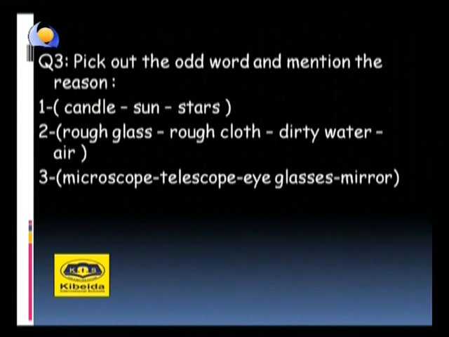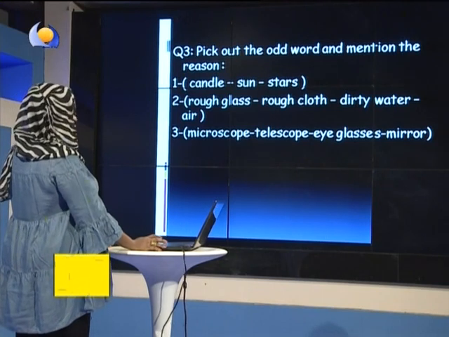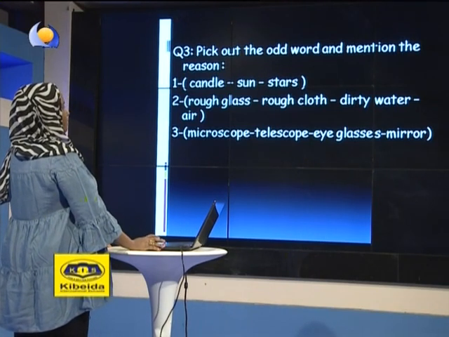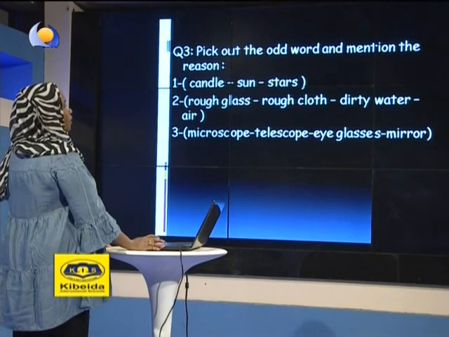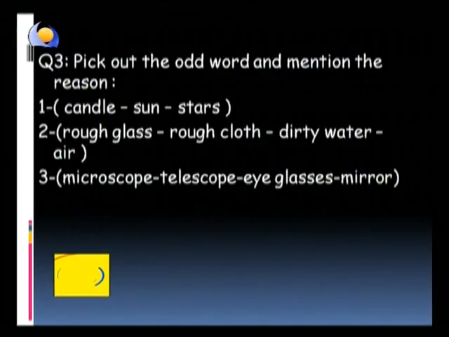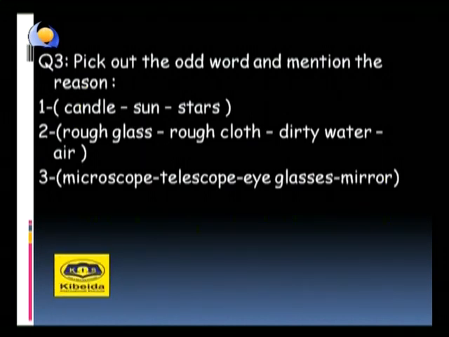Number three, microscope, telescope, eyeglasses or spectacles, and mirror. Microscope is one of the most important applications that use lenses, so it works according to refraction of light. Telescope works according to refraction, when light bends because of different densities. Eyeglasses or spectacles work according to refraction, while a mirror reflects the light. So the odd word is mirror, because it works according to reflection, while the others work according to the concept of light refraction.